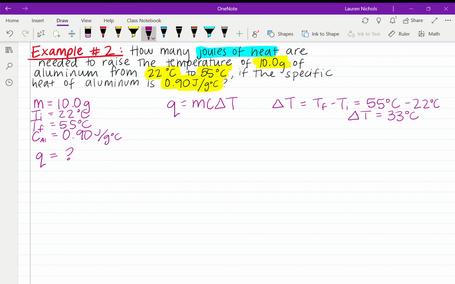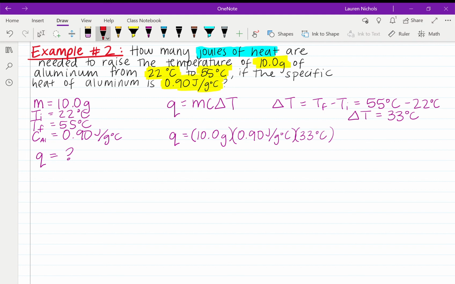And so if we plug this in, we don't know what Q is, so we're going to leave that alone, which is kind of nice that we're solving for that because it means we don't have to rearrange our equation. Q is already by itself. And so then we have a mass of 10.0 grams times a specific heat of 0.90 joules per gram degrees Celsius, and our change in temperature is 33 degrees Celsius.